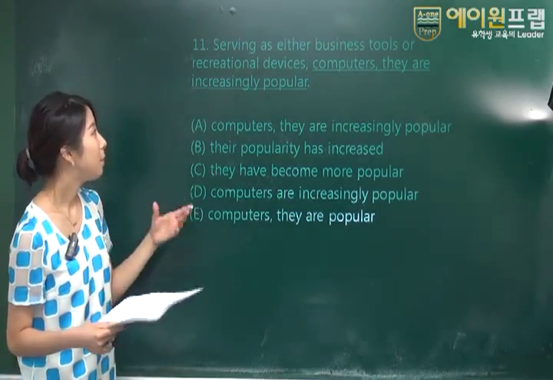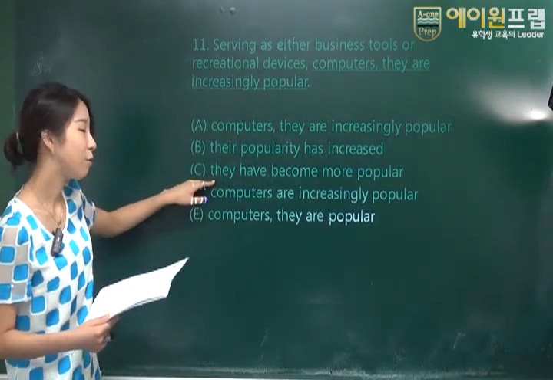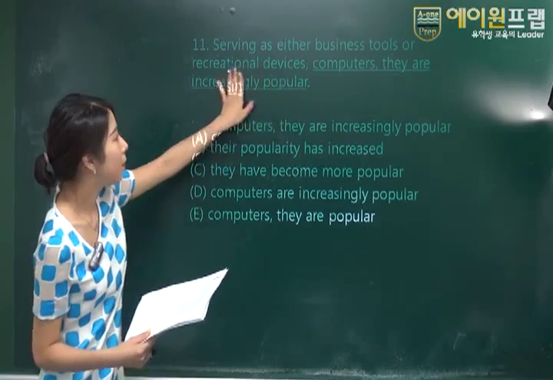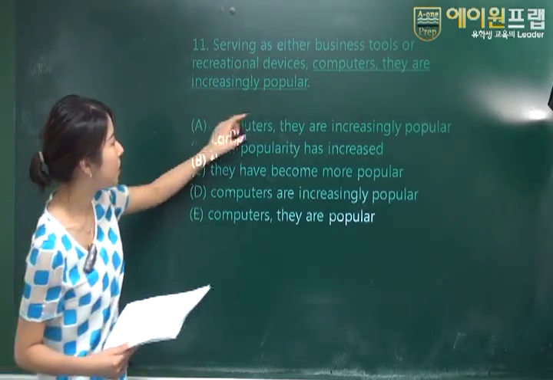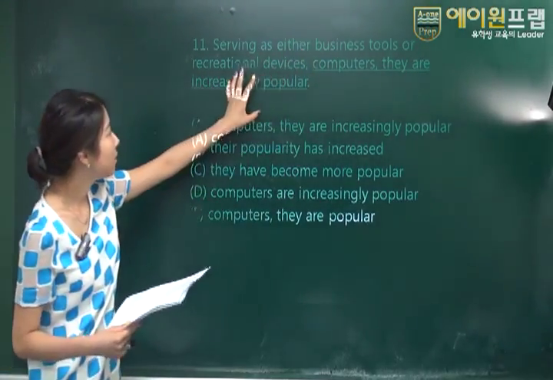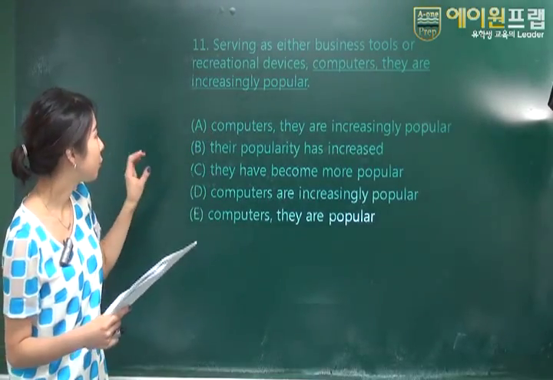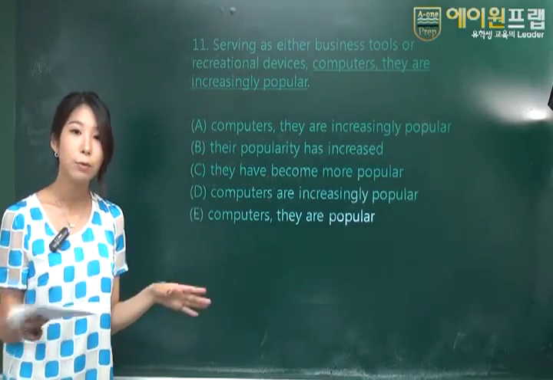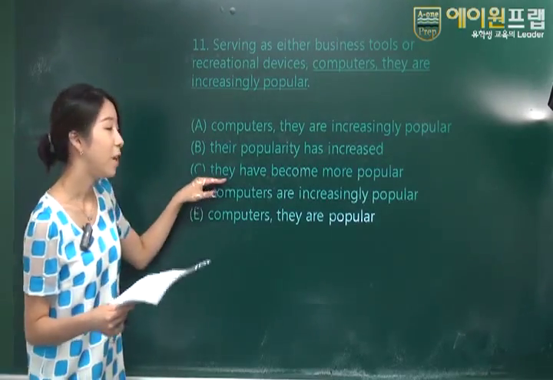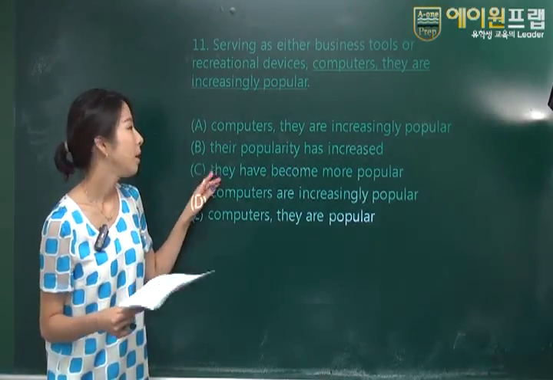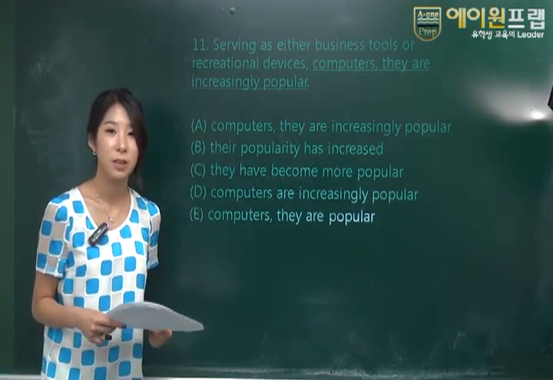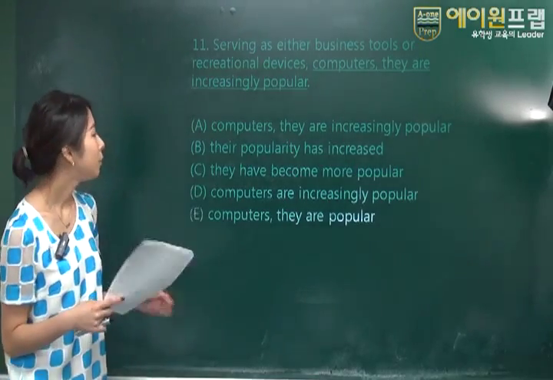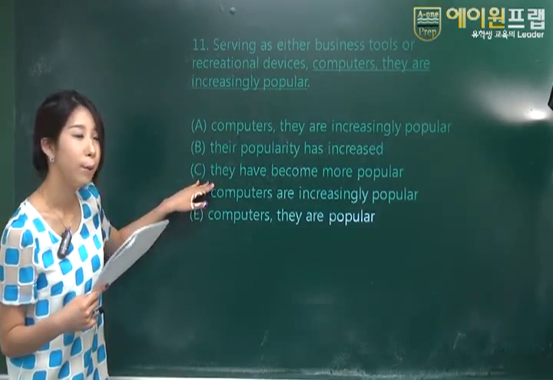And C, they have become more popular. Well, we know that because we just read the sentence that they refer to computers. But imagine that this underlying part is gone and we just plug this in right there. Then serving as either business tools or recreational devices, they have become more popular. Just general readers won't know what this they is. At least the word computer should be mentioned at least once in a sentence, right? Because that's the subject. So pronoun, that's the problem.